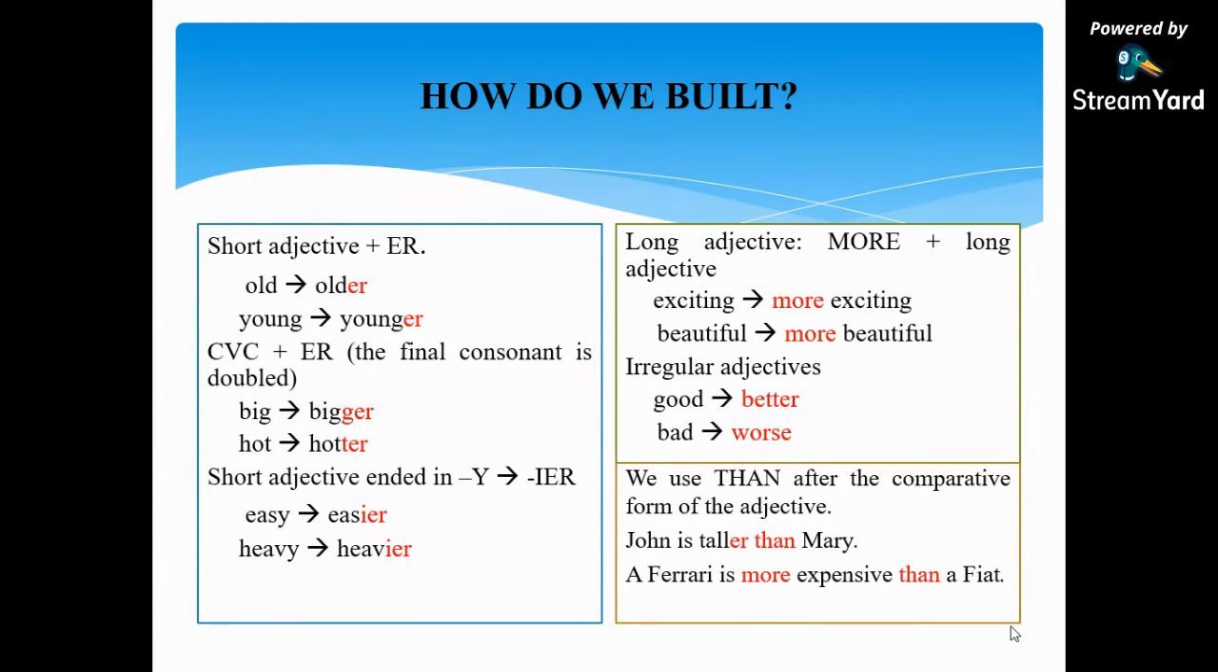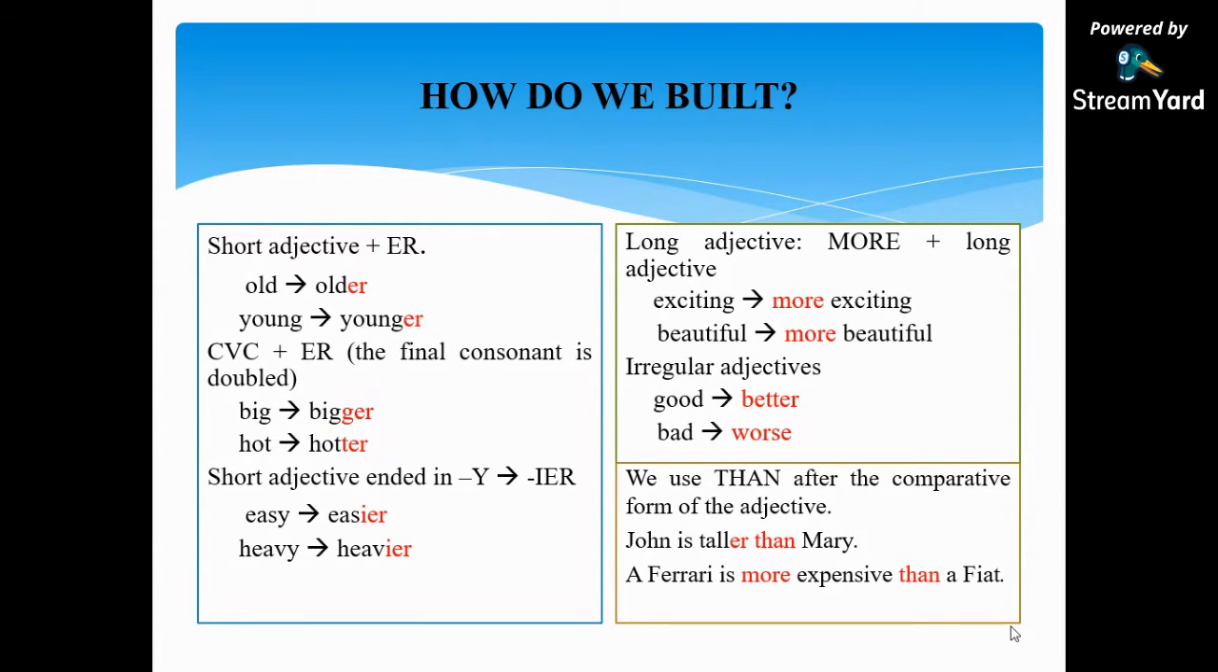Then, every time that we have a consonant-vowel-consonant ending in the adjectives, we tend to add the -er ending, but the final consonant of the adjective will be doubled. For example, big and hot, which we can perfectly check have the consonant-vowel-consonant ending, turn into bigger with double G and hotter with double T.